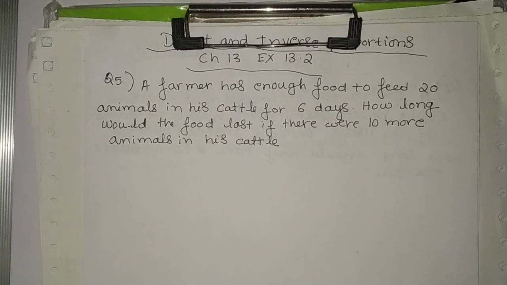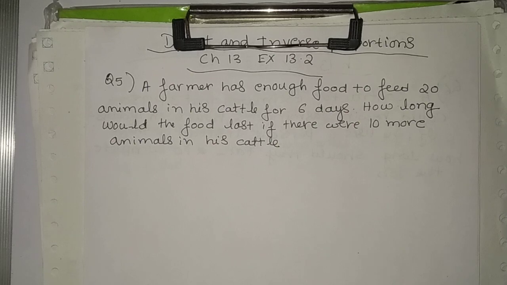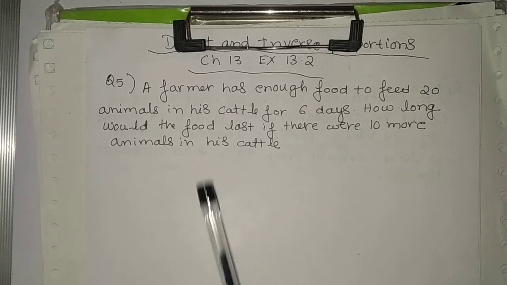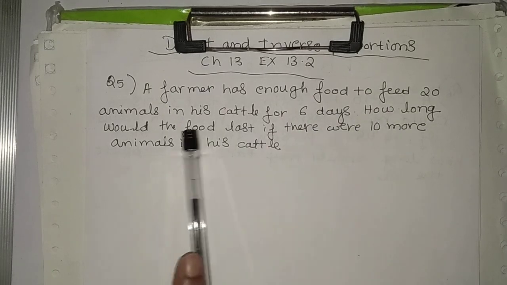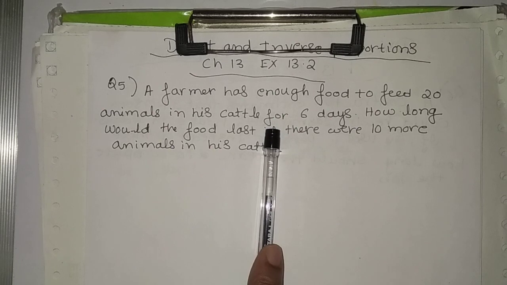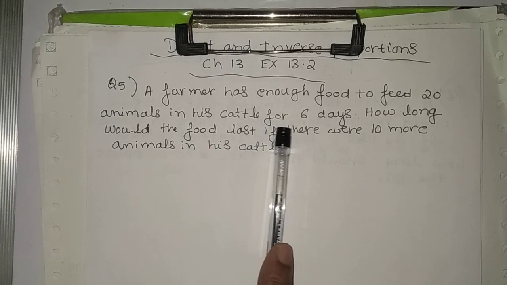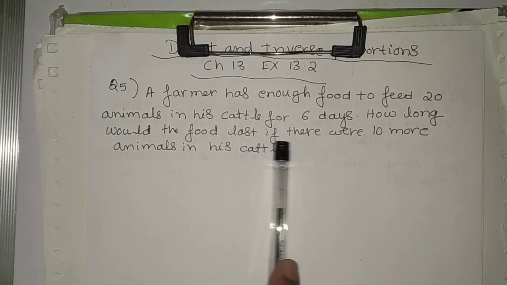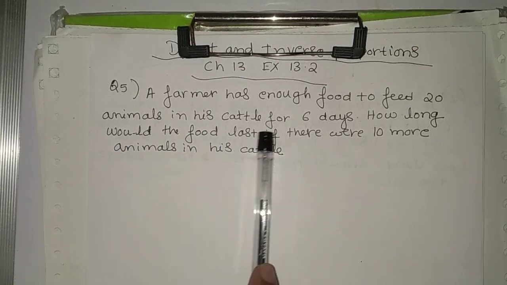Welcome back, students. In this class we continue chapter 13, direct and inverse proportion, fifth problem. A farmer has enough food to feed 20 animals in his cattle for 6 days. How long would the food last if there were 10 more animals?